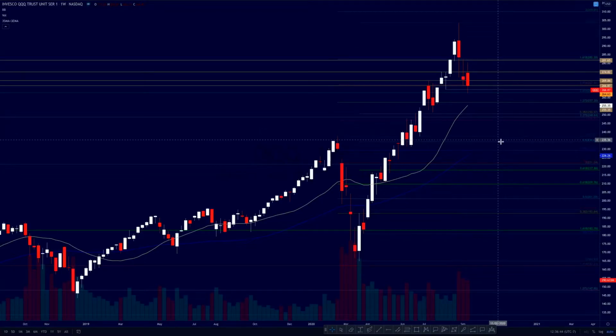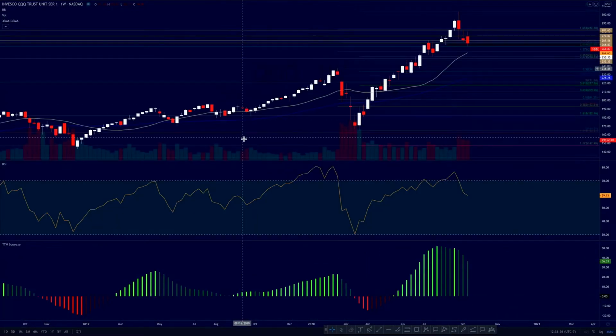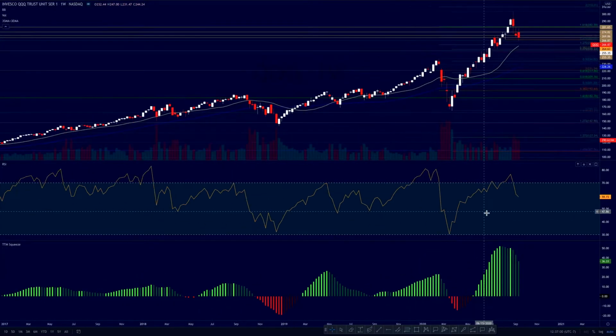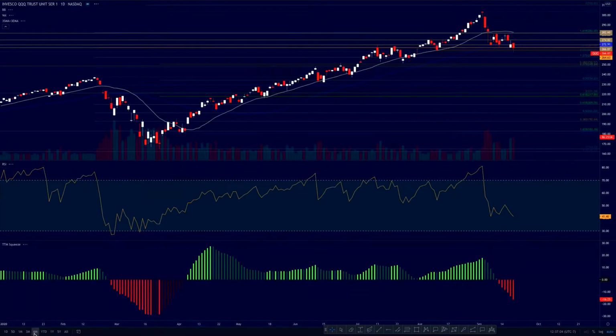Best area of support would be 235. And I think the 50 moving average might get there. So we might go sideways and just bleed out slowly. Squeeze indicator going down, RSI going down, bunch of selling volume. I mean, it's just not looking good at all. On the daily, it looks identical to Apple basically.